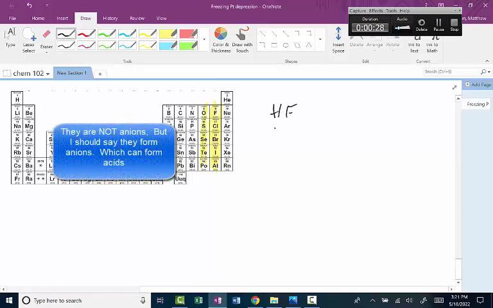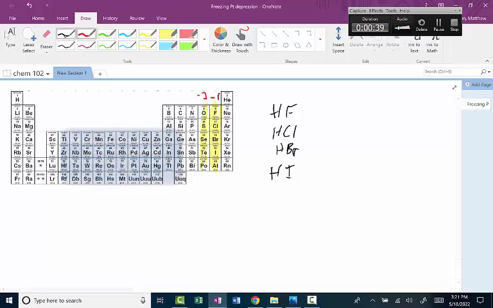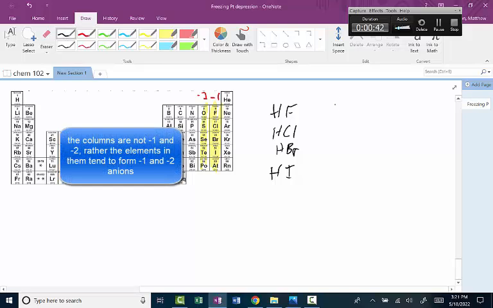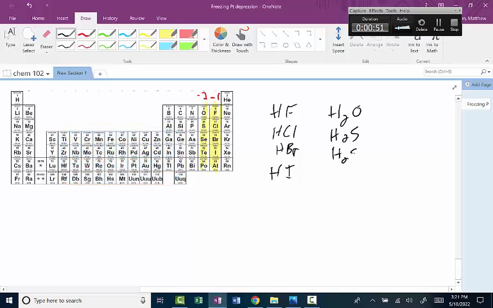HF, HCl, HBr, HI. Remember, this column, the 7th column, is a -1. This is a -2 column. So other acids are H2O, which we'll talk about a little bit. It's also a base. H2S, H2Se, and H2Te. Okay? And so we use those two columns to determine acids.